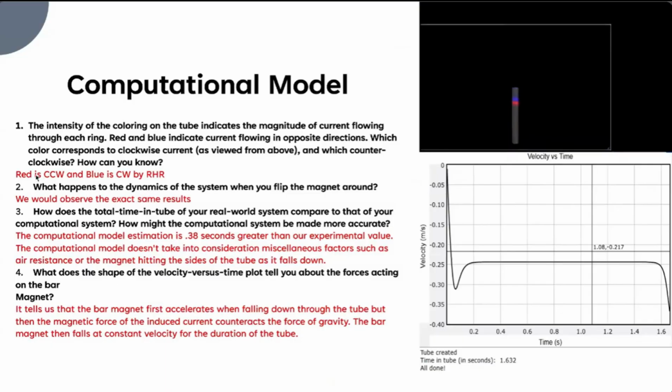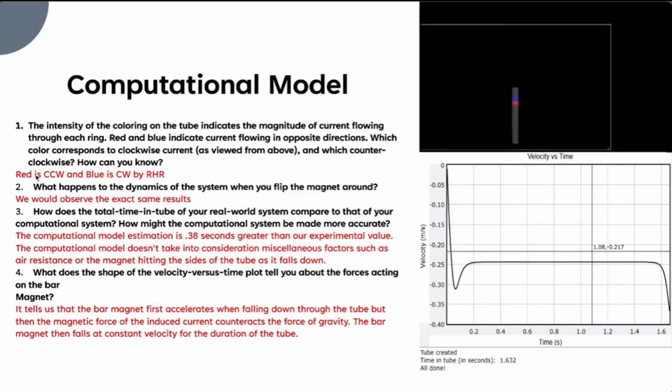What happened with the dynamics of the system when you flip the magnet around? You get the same results. How does the total time of your real-world system compare to the computational? How can it be made more accurate? It's 0.38 seconds greater than our experimental value, and we have to take into account miscellaneous factors such as air resistance or the magnet hitting the sides of the tube as it falls down if we really want to be more accurate.